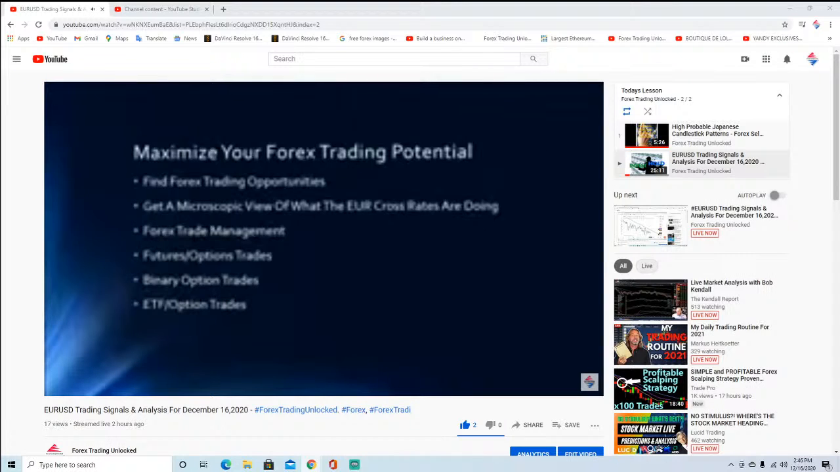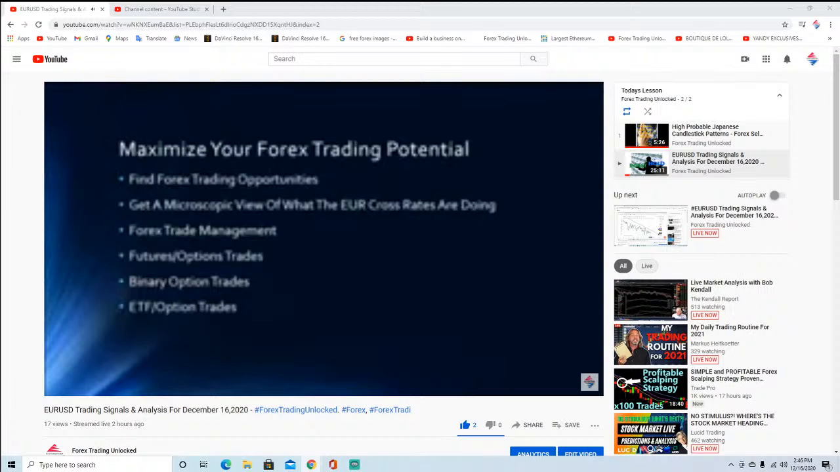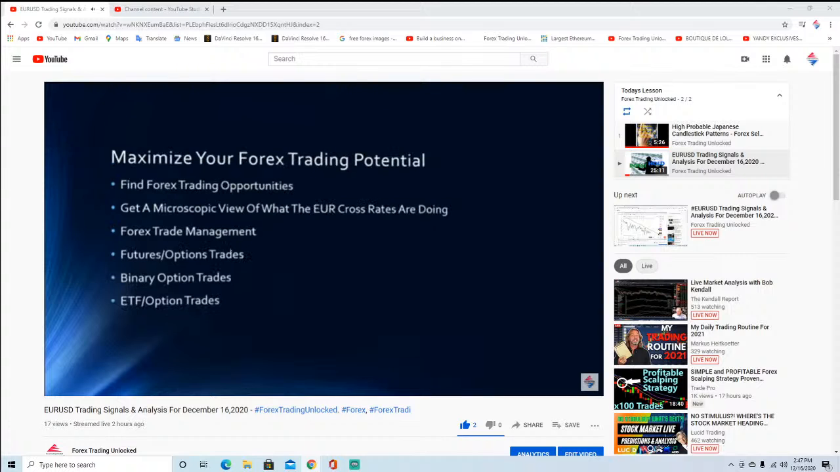Maximize your Forex trading potential, find Forex trading opportunities, get a microscopic view of what the euro cross rates are doing. The best indicator, I've always said, is the market. And so when we look at the euro, we're going to use the other cross rates to get a bearing on what it's doing. And also have a little Forex trade management, futures options trades, binary options, and ETF options trades.